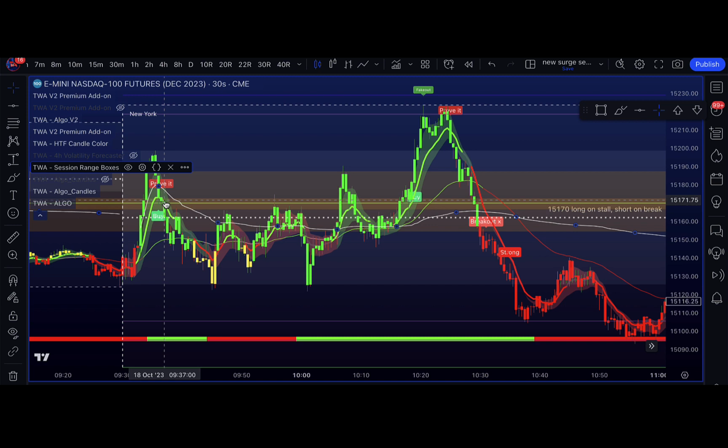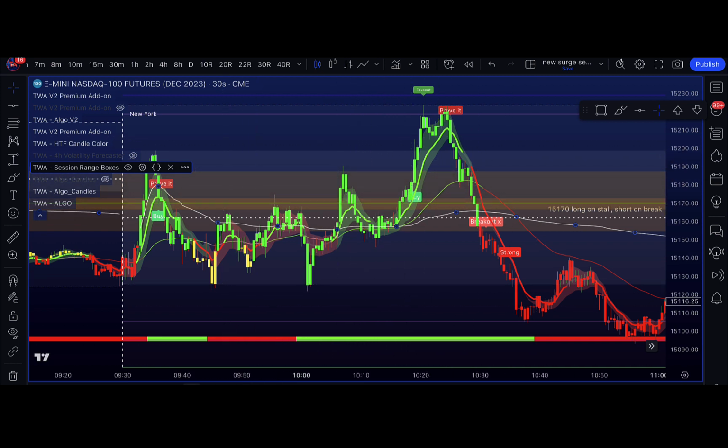If I would have had the red wicks as well, I could have said, Adam, don't get out until the red wicks are green again. And that would have helped me take this whole move. And that would have been enough for the day. I could have taken that. That could have been around $400 or $500. So we have something we like that would have helped us better this choppy Wednesday morning.